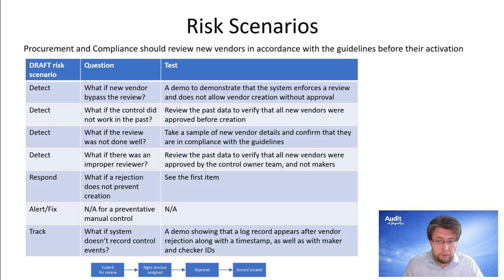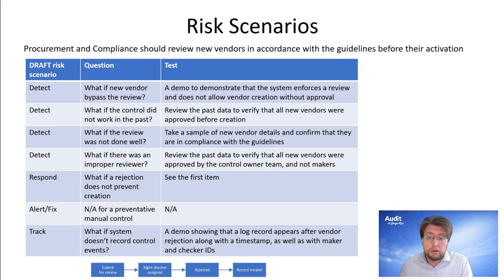Respond, meaning, what's the first reaction of the control? Here it's the rejection in our case. However, we have already covered rejection at the detection demo, so we don't need to test it twice. Alert and fix. Alerting is not really important because the person who is doing the review doesn't need an alert. And fix, you should cover fix.